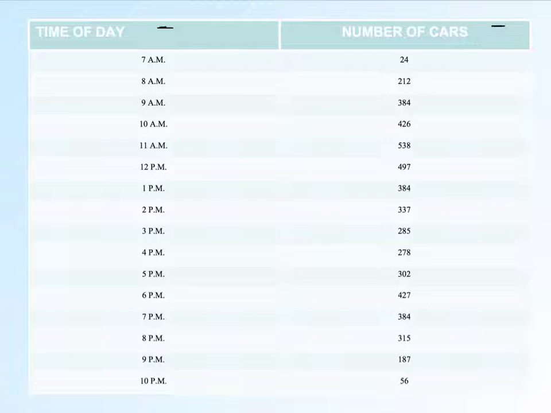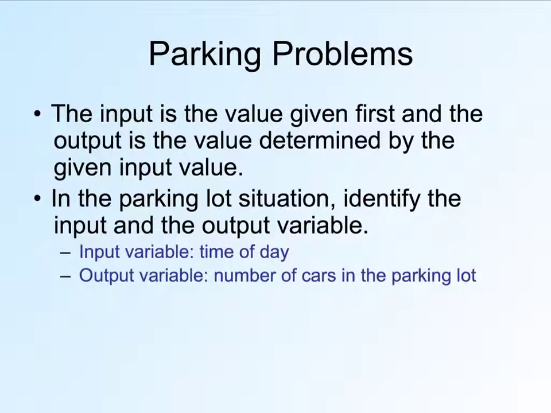In the parking lot situation, looking at this table, can you determine the input and the output variable? Okay. The input is what was given first, so the time of day, and the output is going to be the number of cars in the parking lot.